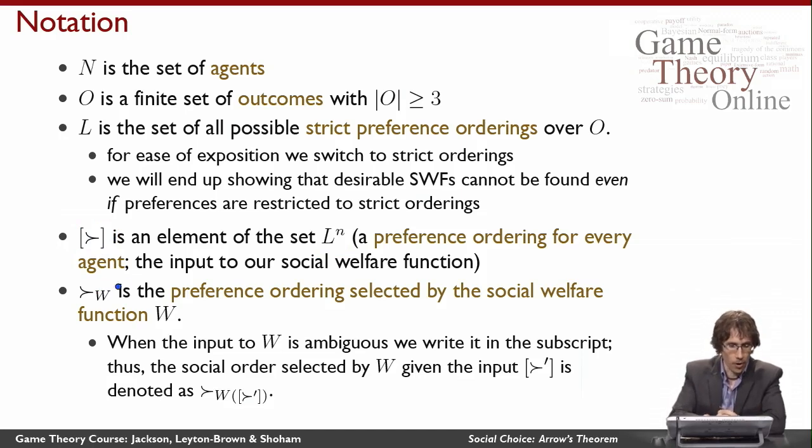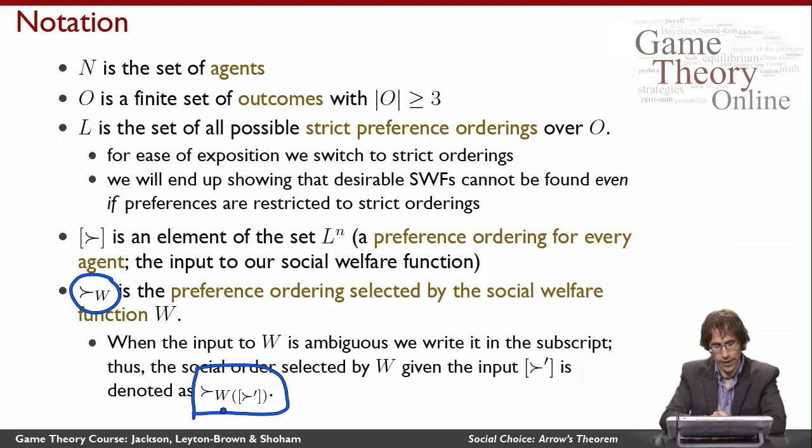Going on, I'll denote with this symbol a preference ordering relation, subscripted by a W, the preference ordering that is actually output by the social welfare function. So as I just said, the social welfare function itself outputs an ordering, and this is going to be the ordering that gets output. Now, when the input to W is ambiguous, I might actually have even more complicated notation here, saying precisely which ordering it is. So in particular, this notation here is going to mean the preference ordering output by W when given the preference profile here as input. And I'm going to care about this in particular when I change around which preference ordering it is that I talk about.